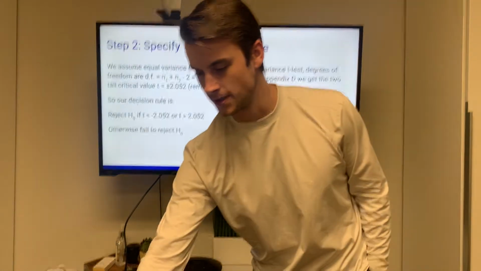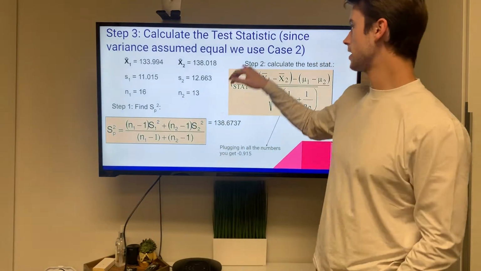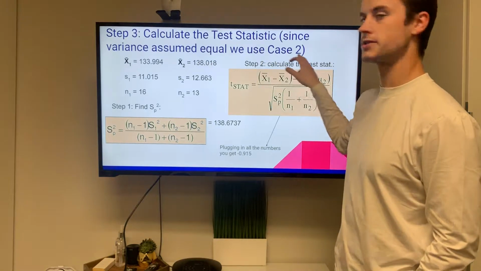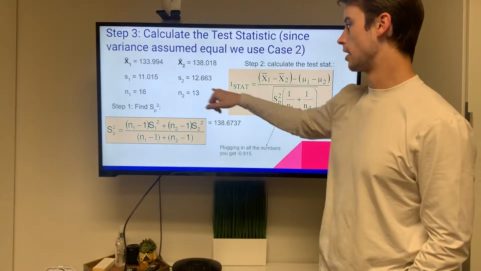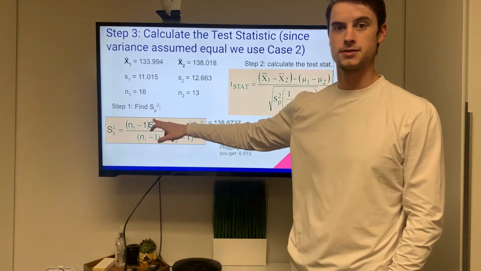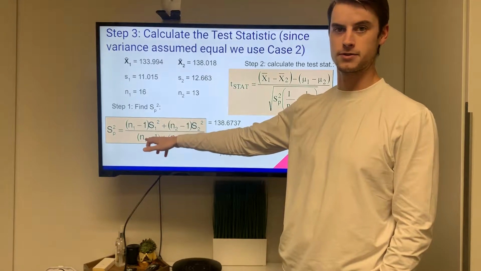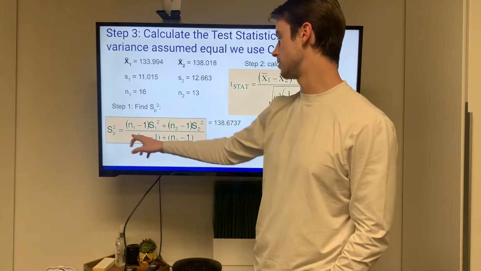Now we get to go into step 3, which is where we calculate the test statistic. And again, since the variance is assumed equal, we use case 2. I wrote all these down for you here. So step one, we have to find the pooled variance. That's important. We can't find this without finding the pooled variance first.